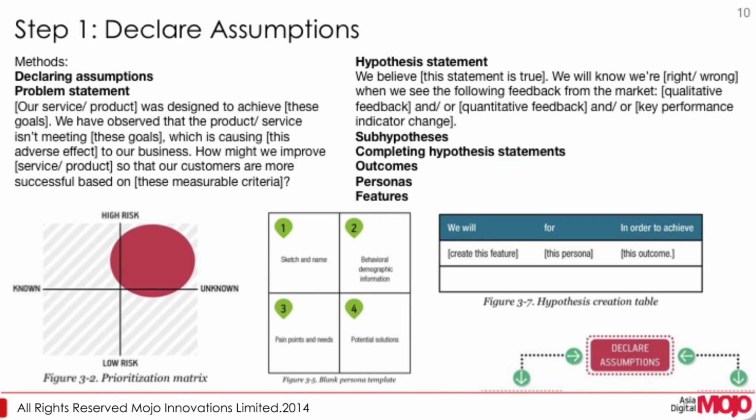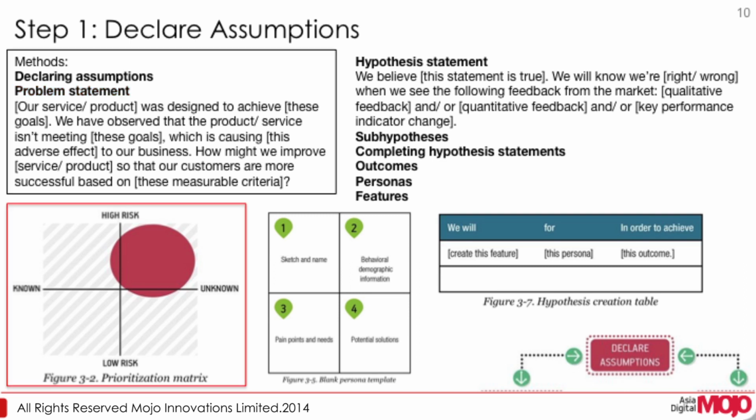So here is some detailed information about each step. The first step is to declare the assumptions. A problem statement is a common method used in this step. By filling out this sentence, you clearly define what your goal is and what you need to achieve in your project. And then you need to define several hypothesis statements based on the assumptions.